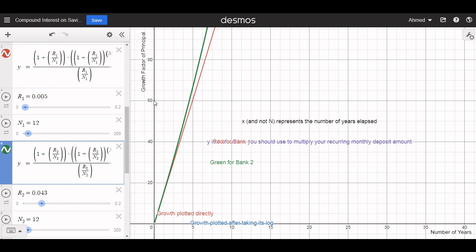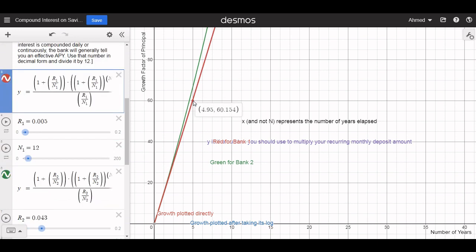Then take your monthly deposit amount, which is P0. Let's say you put in $100 every month. So multiply that $100 by the y value you read from the curve. So for instance, if we go to this point, it's 4.95 years and a multiplication factor of 60.15.